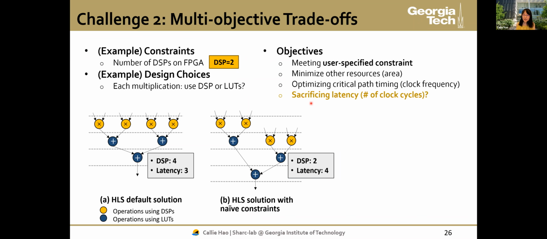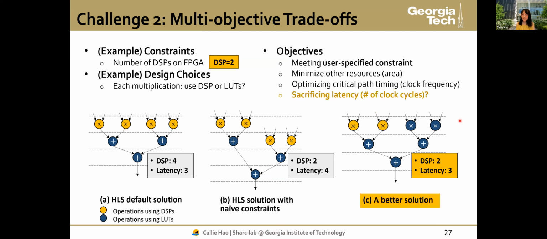So is it necessarily true that we have to sacrifice the latency, the number of clock cycles, if we want to honor the user's specific constraint? Actually, the answer is no. We have another design choice. Maybe it's a better choice depending on your optimization goal.